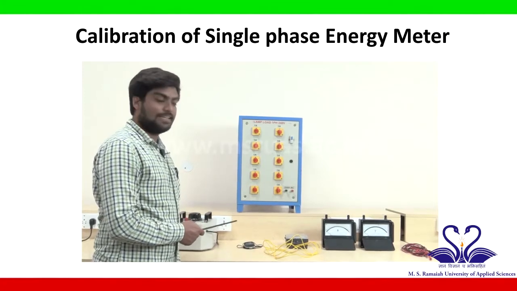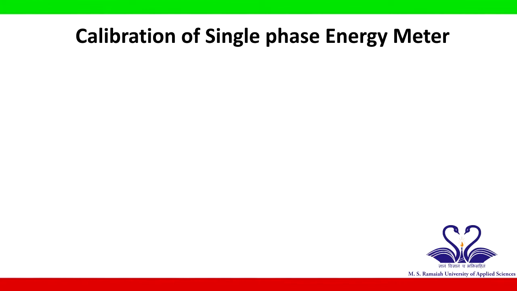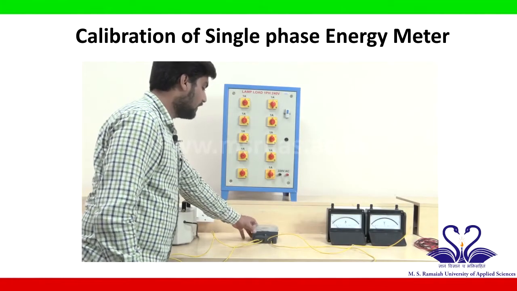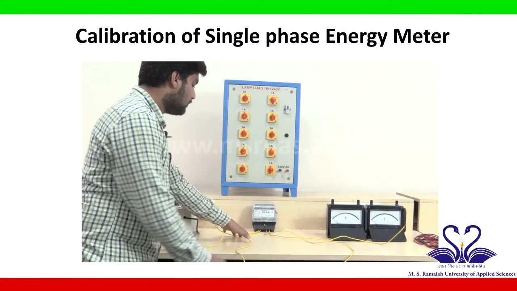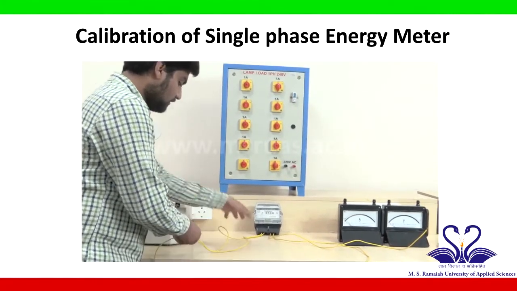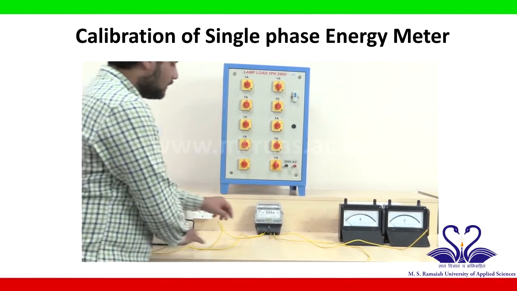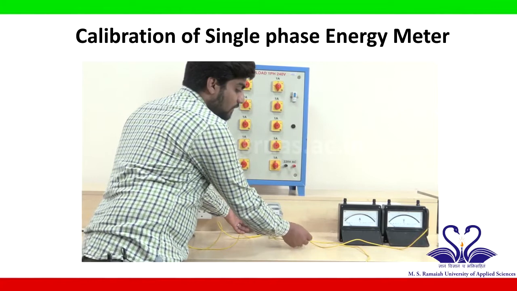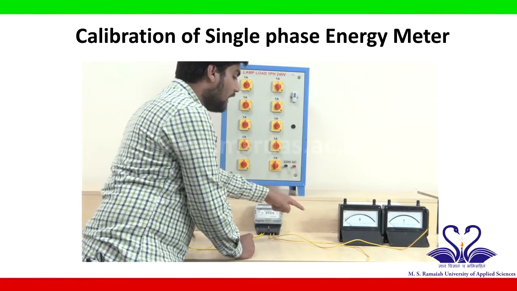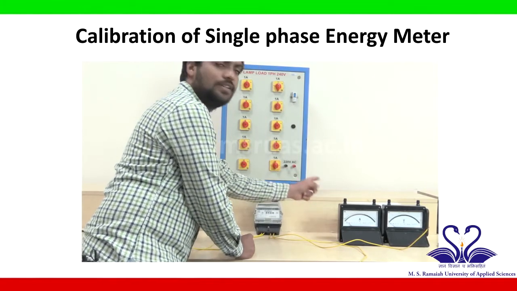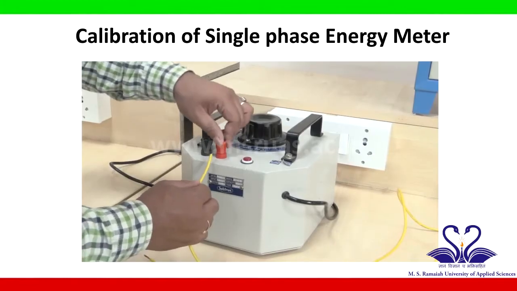Now let us start the experiment by connecting the circuit. Now let us take energy meter to connect the circuit diagram. The first two terminals of energy meter are connected to the supply of the source. The other two terminals of the energy meter are connected to the load, one directly to load and the other terminal using an ammeter. Now let us connect the input terminal to the source.